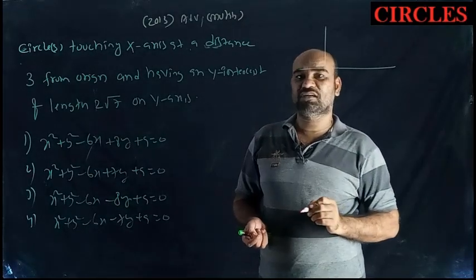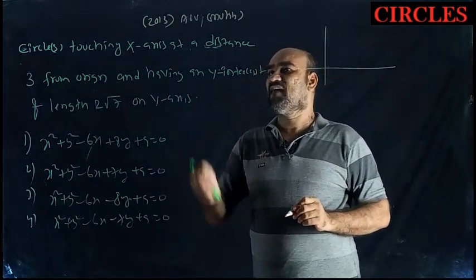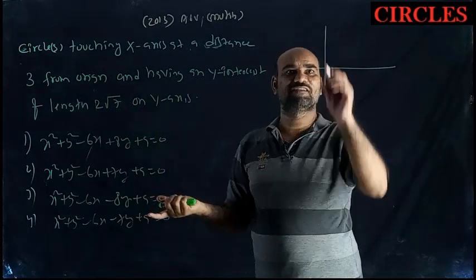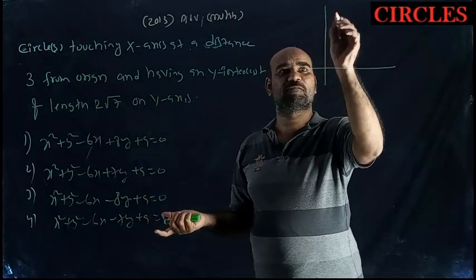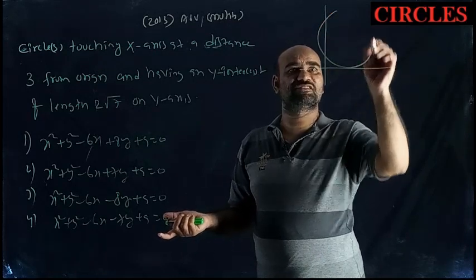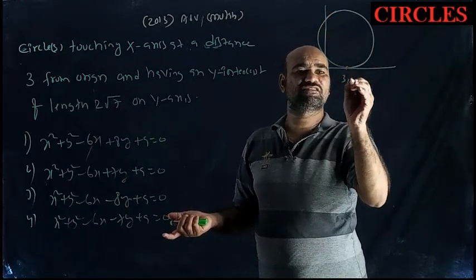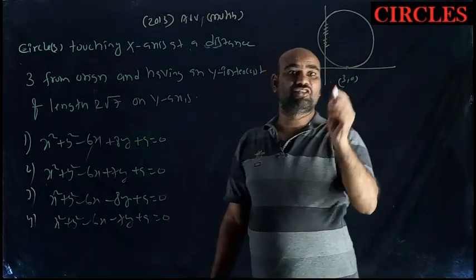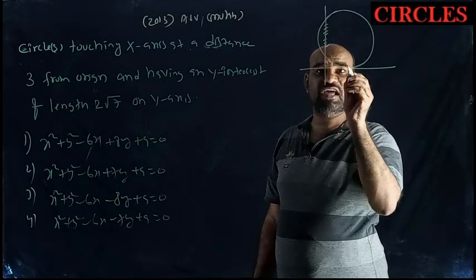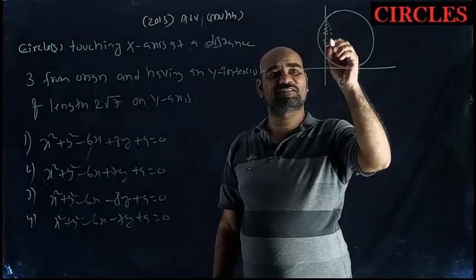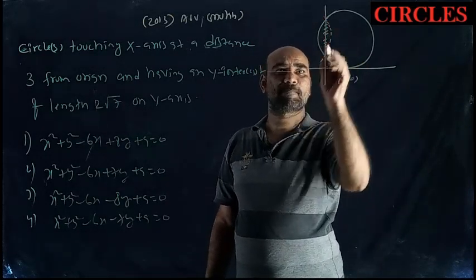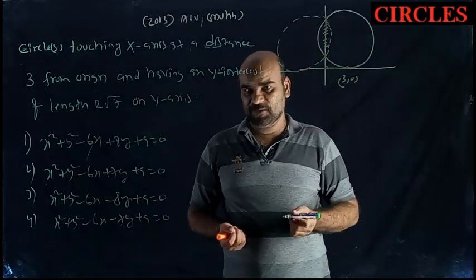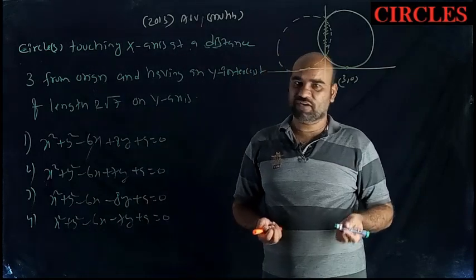Circles touching the x-axis at a distance of 3 from the origin means (3, 0) is a point on the circle. So, a rough sketch. This is (3, 0), and the y-intercept length is given as 2 root 7. Being 3 units from the origin means another circle exists on this side also. Such circles you want to find, so we should find the circle equation.